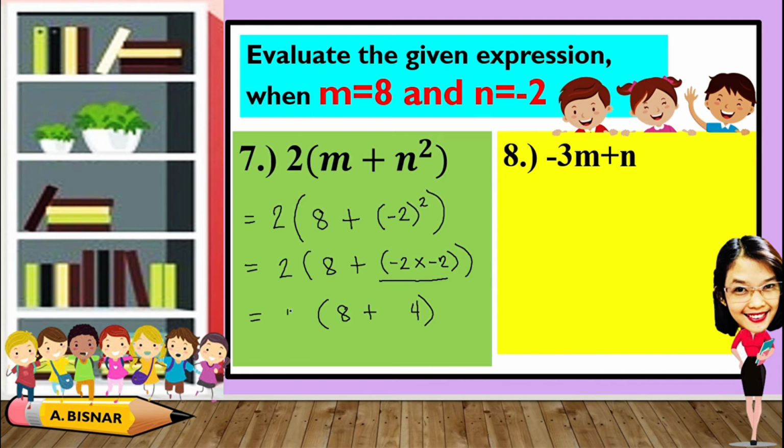Then let's get the twice of it. 8 plus 4 is 12. And then we have to multiply it by 2. And 2 times 12 is equivalent to 24. So the answer is 24.